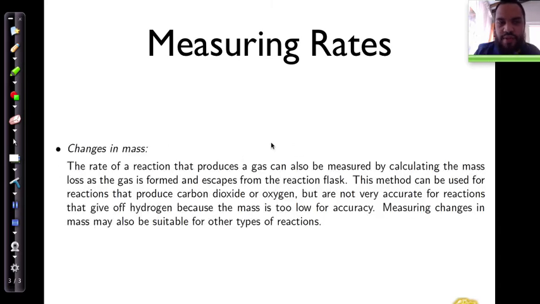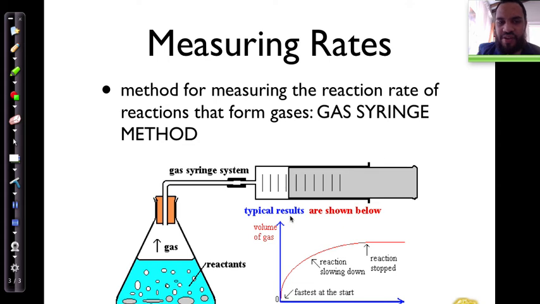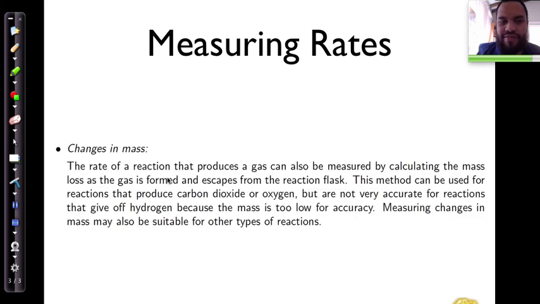Okay, and then another way in which we can measure the rates is change in mass. The rate of reaction that produces a gas can also be measured by calculating the mass loss as the gas is formed and escapes from the reaction flask. So let's say you have a container, the same flask that we've seen earlier. Instead of having this syringe on top in which you collect the gas, you could simply check what mass is lost per time unit to check the rate of the reaction for the gas that is escaping. And of course, once the mass remains constant, you stop losing mass, and that's when the reaction has run to completion.